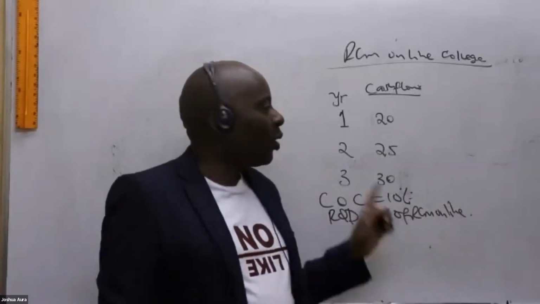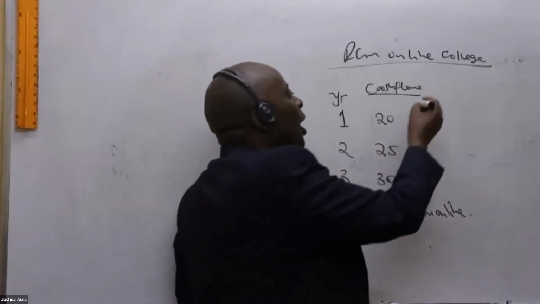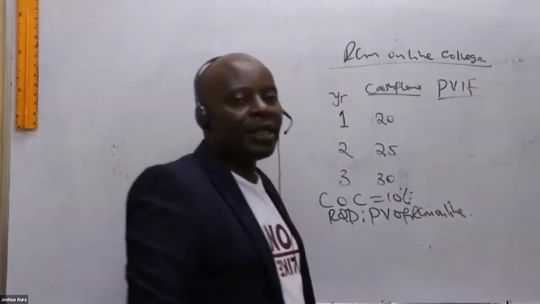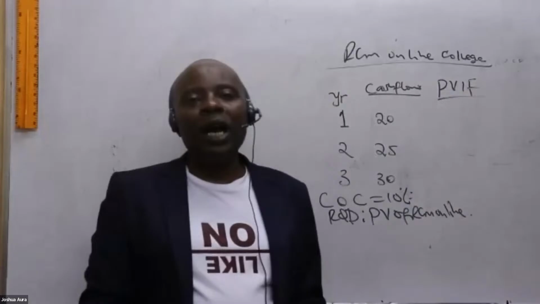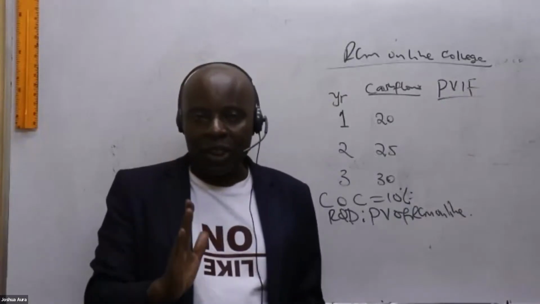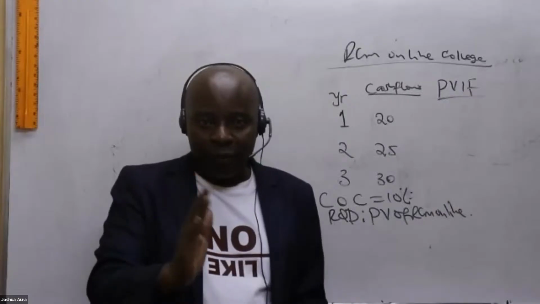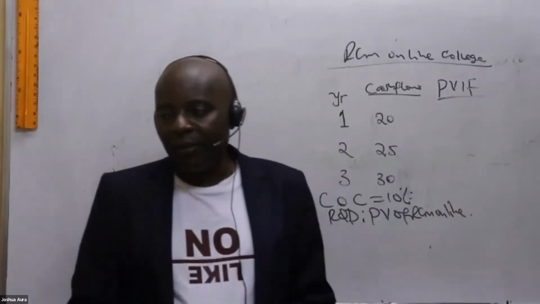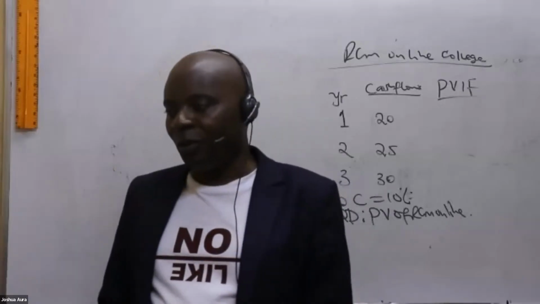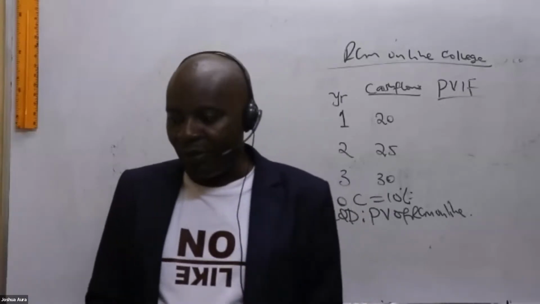It's very easy. What you need to do, ladies and gentlemen, is to come and create a column of PVIF. PVIF stands for present value interest factor. I would want to see whether there is any student here who is able to remember the PVIF formula. Is there anybody who is able to remember the PVIF formula?